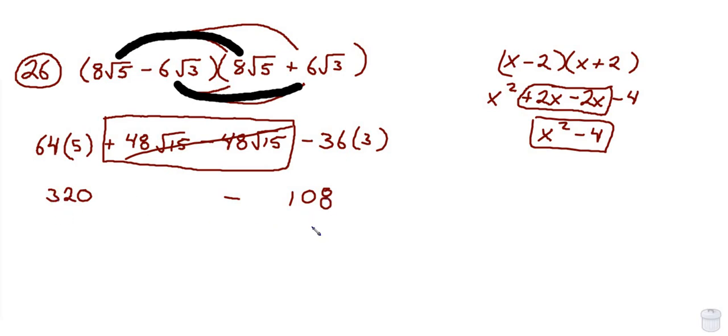So I have 320 minus 108. So 320 minus 100, that's going to give me 220 minus another 8, gives me 212. And there's our final answer. Notice how that really simplified on this example.